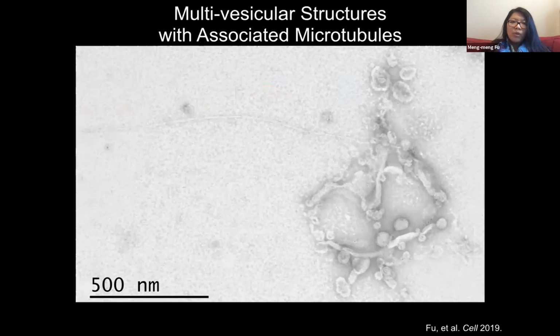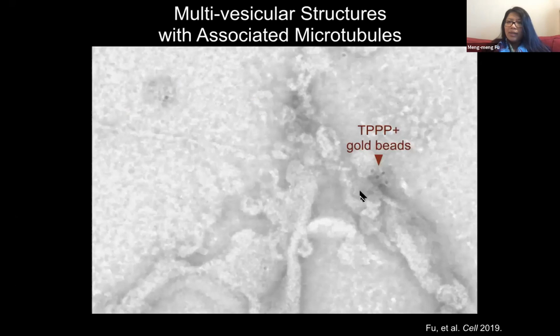So by EM, what these structures look like is this. So you can see these gold beads that are conjugated to TPPP antibodies. And from those areas are microtubules that are emanating from these purified Golgi outposts. And just zooming in so you can see the beads here.